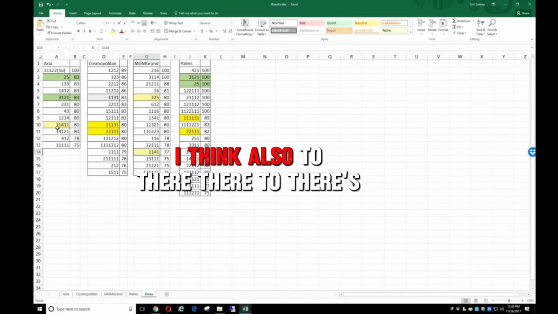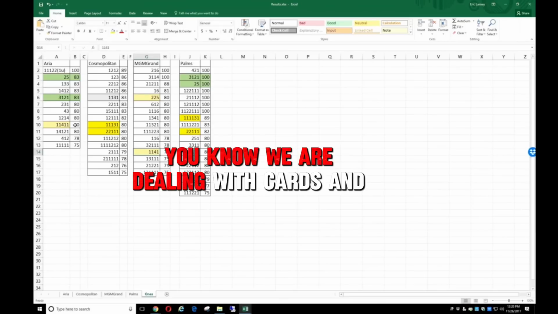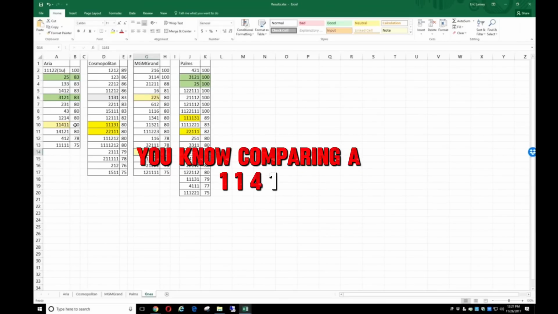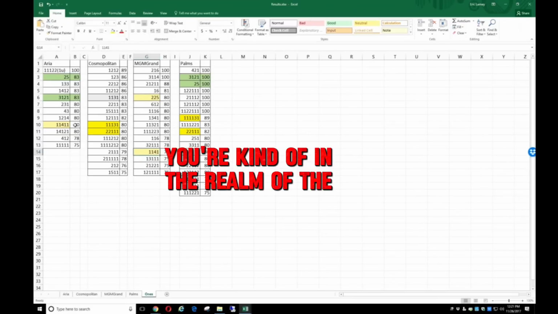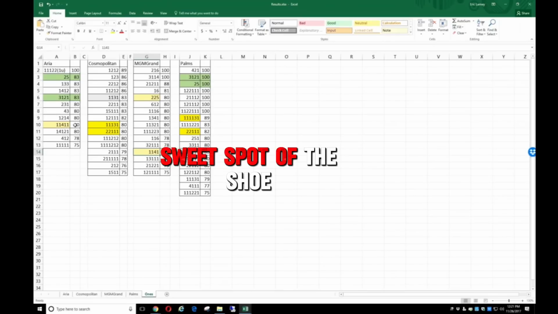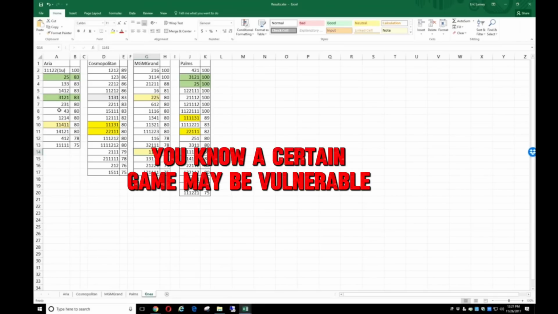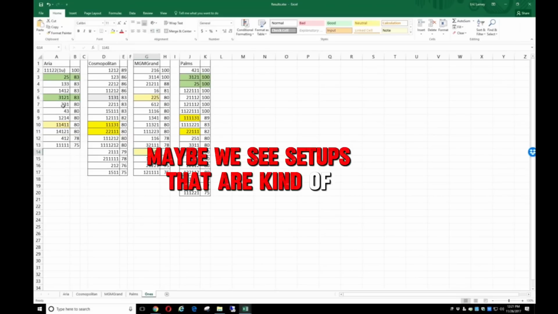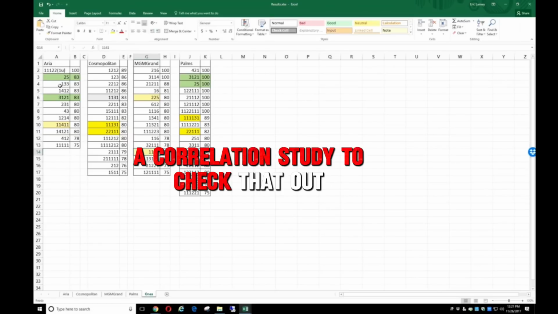Well, I think also there's something really solid here to what you said. We are dealing with cards and 50-50 gambles and whatnot. So comparing a 1-1-4-1-1 and a 1-1-4-1, you're kind of in the realm of the same type of sweet spot of the shoe, so to speak. I know we talk about the sweet spot of where a certain game may be vulnerable. Here we're seeing this and here we're seeing this. So maybe we see setups that are in the realm of what we're looking for too. We would have to do a correlation study to check that out, I would think.